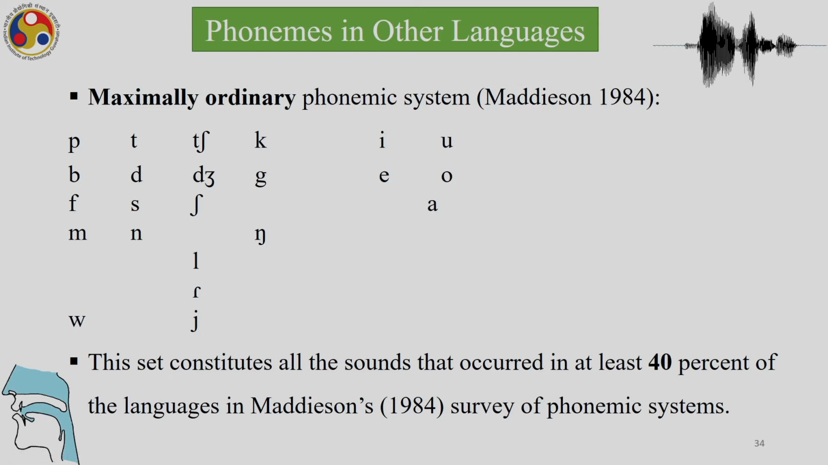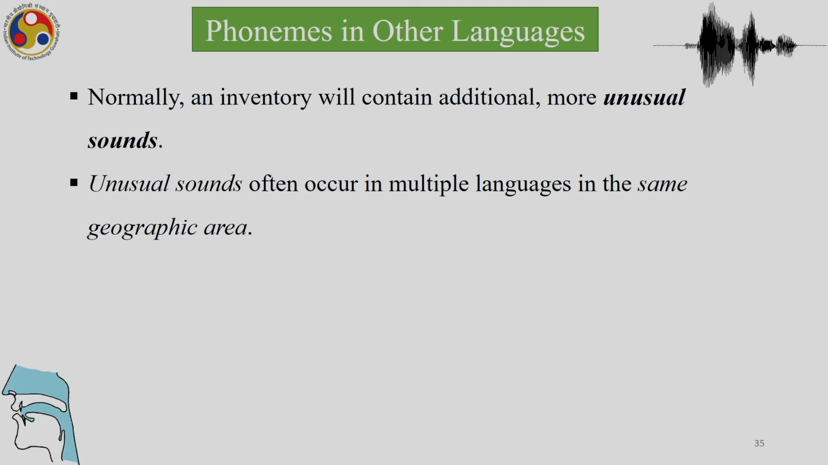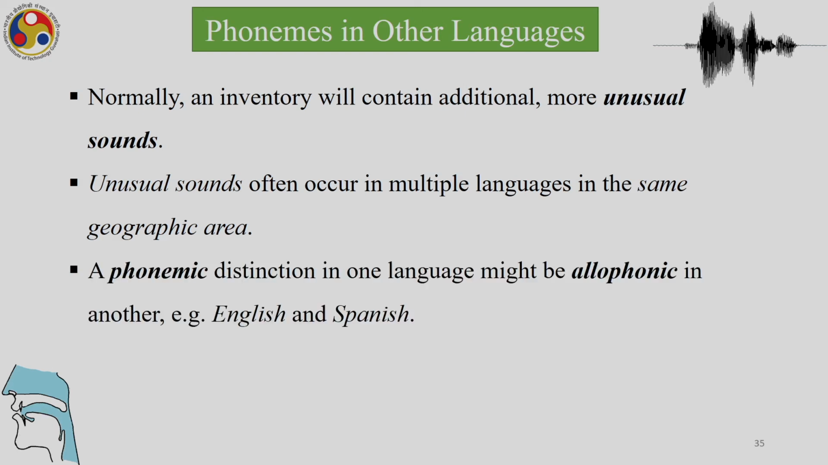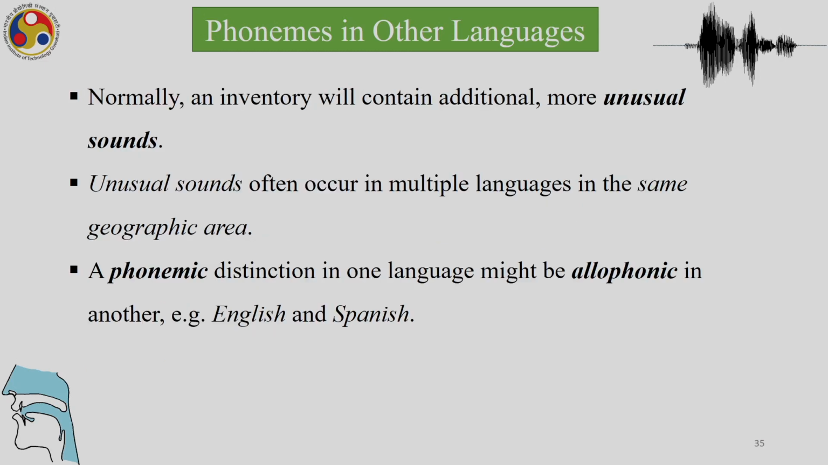So, generally this is a phonemic system which can be expected, but we know from our previous lectures that it may not be so, because a lot of complexity can exist in the consonant inventories of different languages. Normally, an inventory will contain additional, more unusual sounds, as we already know. So, unusual sounds often occur in multiple languages in the same geographic area. So, that can also happen. And a phonemic distinction in one language might be allophonic in another. So, now we have the phonemic distinction which is allophonic in another language.